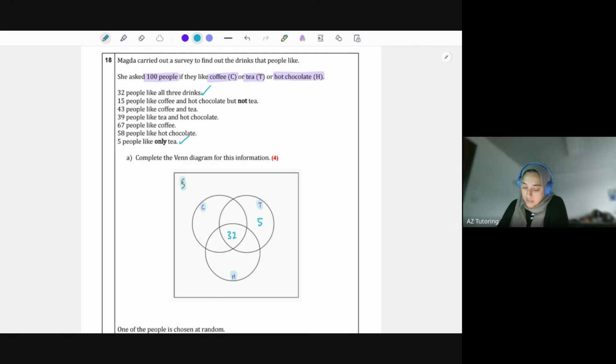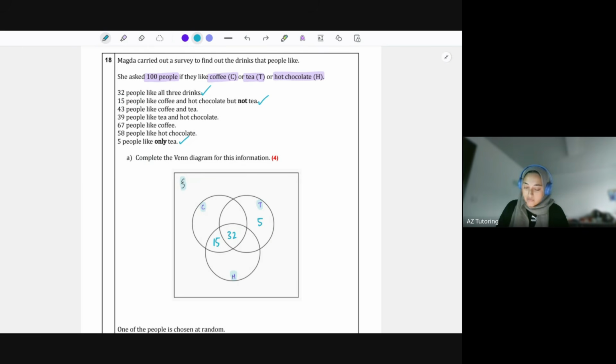So 15 people liked coffee and hot chocolate, but not tea. So if 15 people liked coffee and hot chocolate, that's going to be here, actually. So coffee and hot chocolate, but not tea, would be this intersection right there. That one was pretty straightforward, actually. It's not relevant to anything like that. So it's not including tea, because otherwise it would have been in this intersection here. So that intersection is just coffee and hot chocolate.